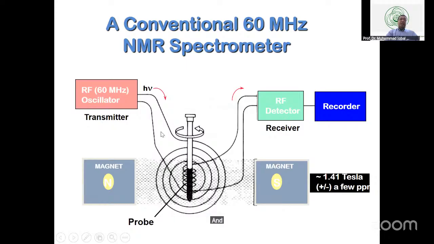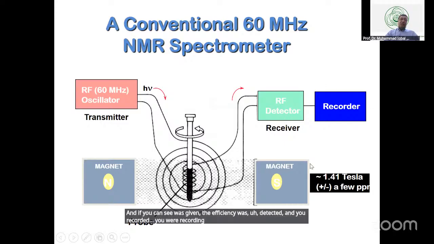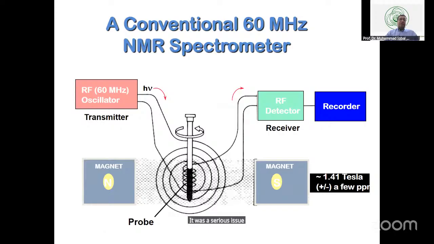So this is your NMR tube magnet of roughly 1.4 Tesla. Radio frequency was given, radio frequency was detected, and you were recording it. There was a serious issue in that. It's called conventional NMR or continuous wave NMR. And the issue was that, if you have a simple molecule like ethanol, you need to sweep.